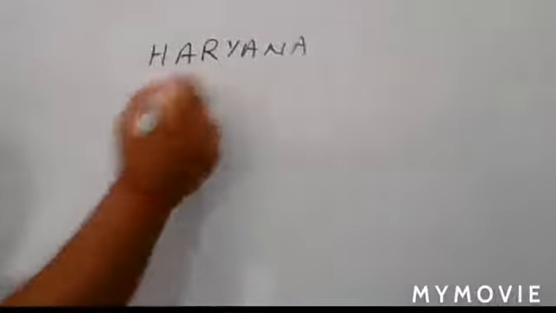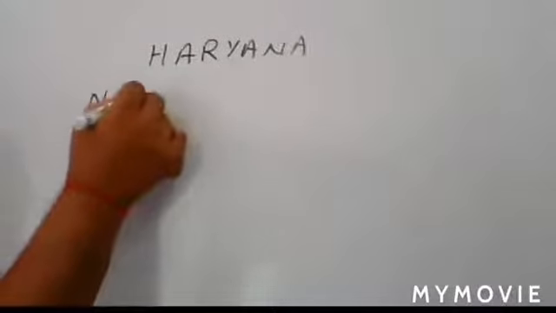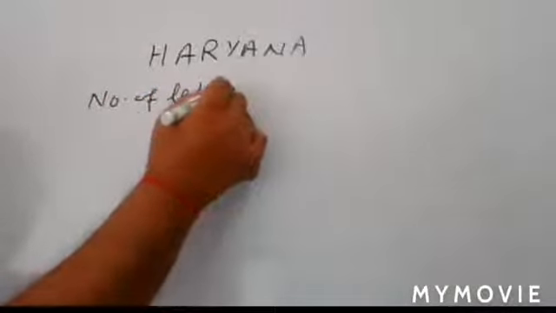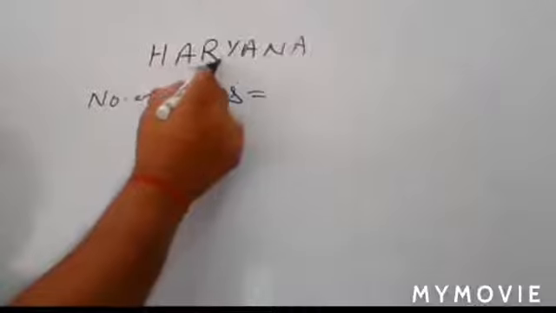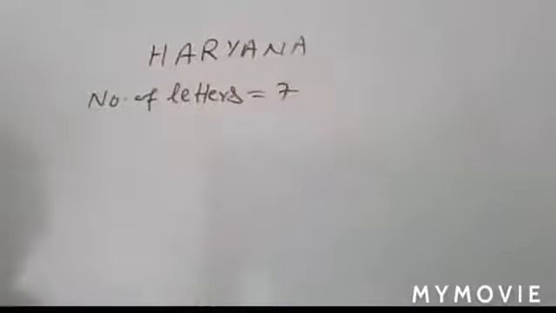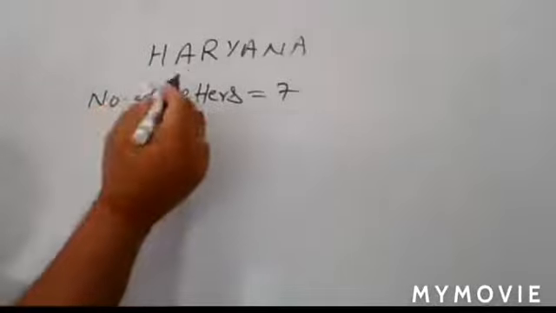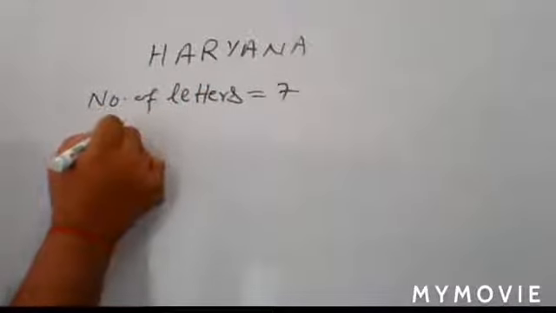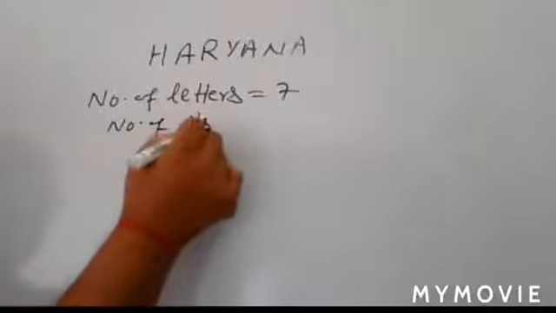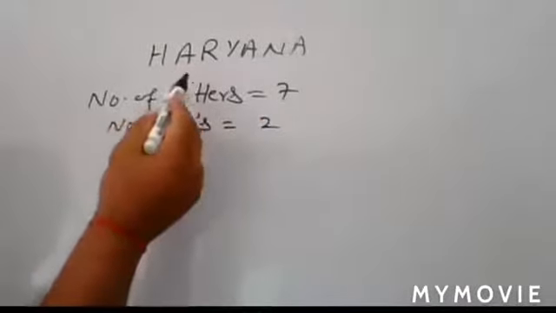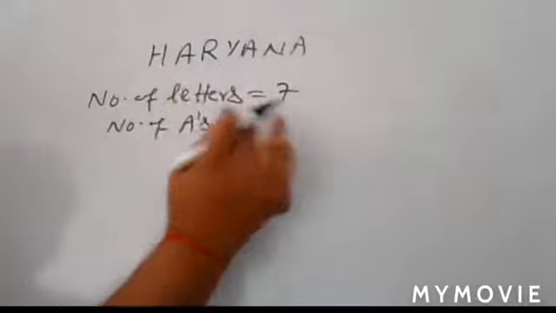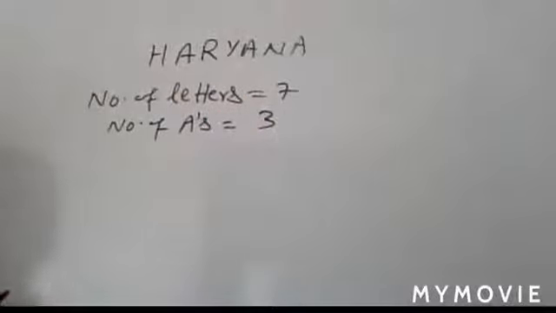Okay, so how do you solve? Just check it. First of all, count the number of letters. Number of letters is equal to 1, 2, 3, 4, 5, 6, 7. 7 letters are there. And now the repeated letters: the number of A's is 3. All the others are distinct, they occur only one time.